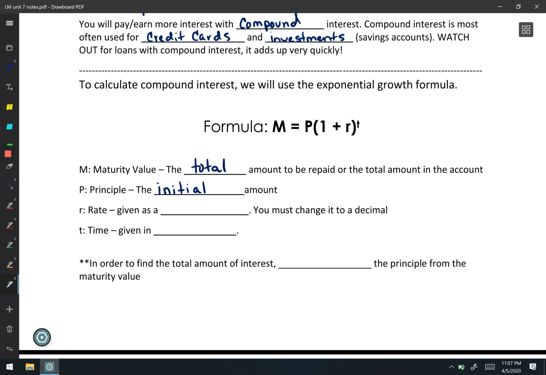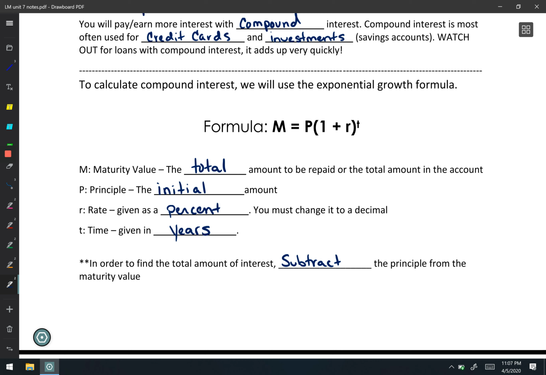Rate is still given as a percentage. Again, you have to change it to a decimal. We've been doing that all along. And T is time, and it's given in years. So in order to find the amount of interest, we have to subtract the principal from the maturity value.